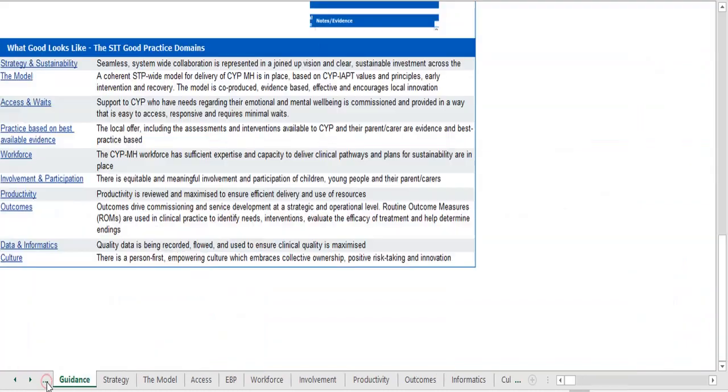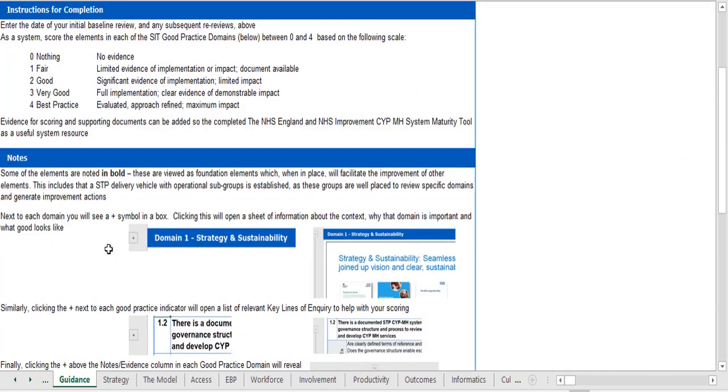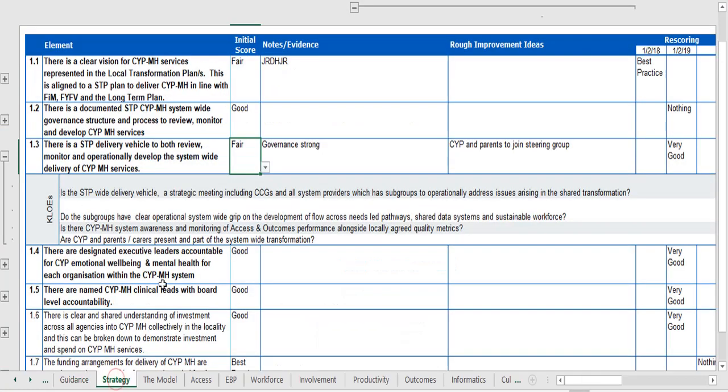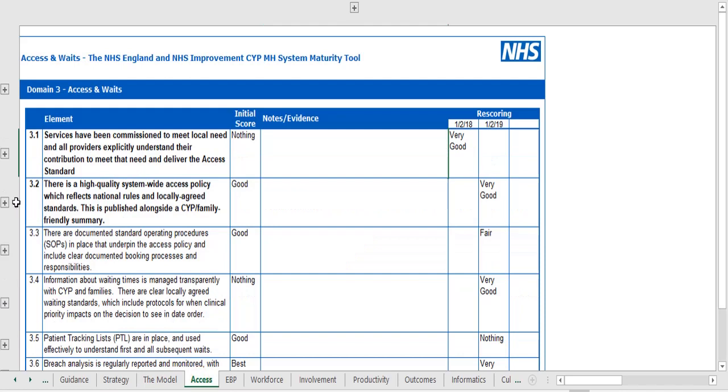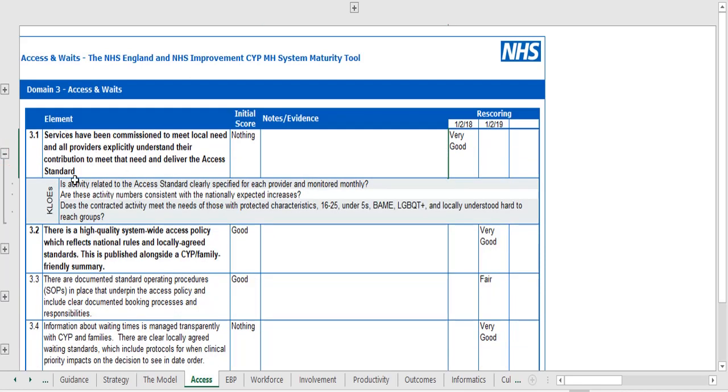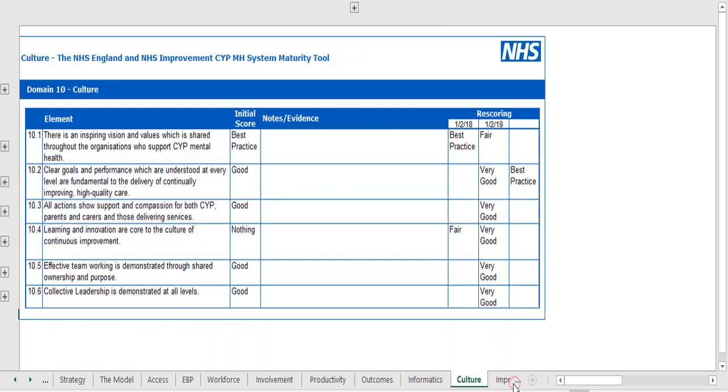And like we said before, if we look in the guidance, this is where it describes what that scoring system means. So that's how we fill that in. In each one of these areas, everyone has different KLOEs underneath so that you can really think in more detail. Some of these that we've got in bold are ones that we see as key, and you'll see that all the way through the whole tool. Now I'm not going to go through all of them, because that's part of the experience of working through the tool.